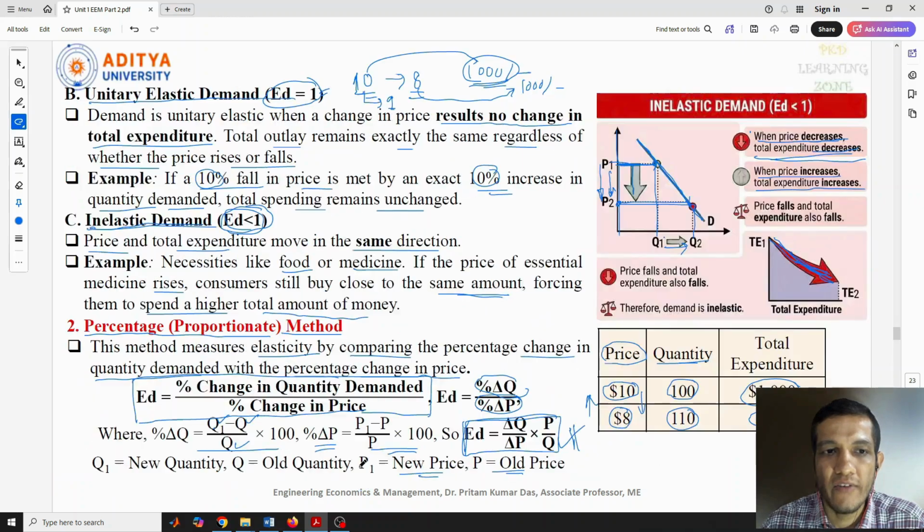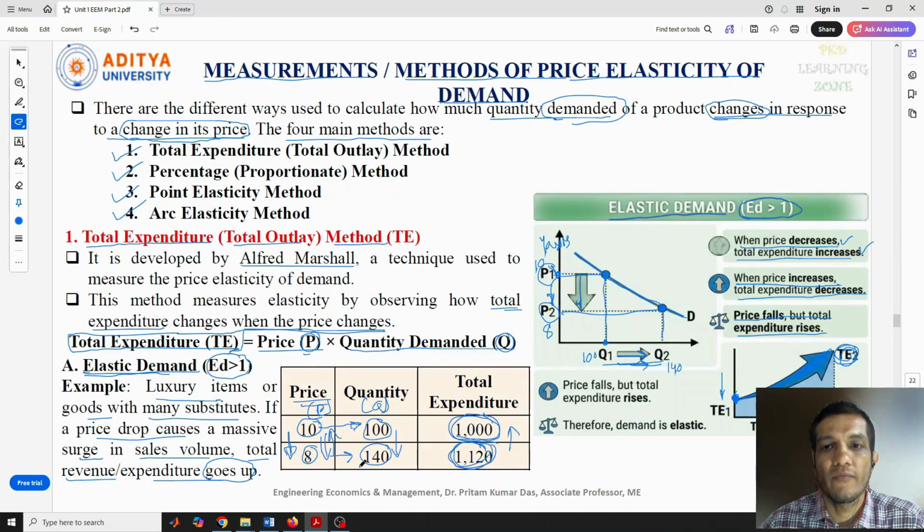So these are the different methods of price elasticity of demand. I hope you understand this lecture.